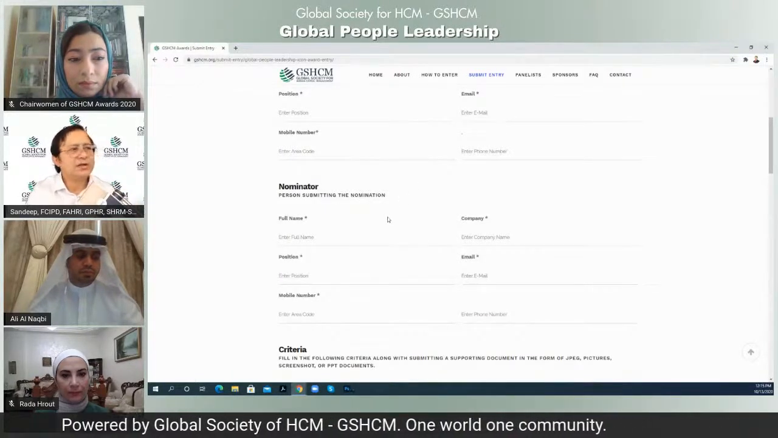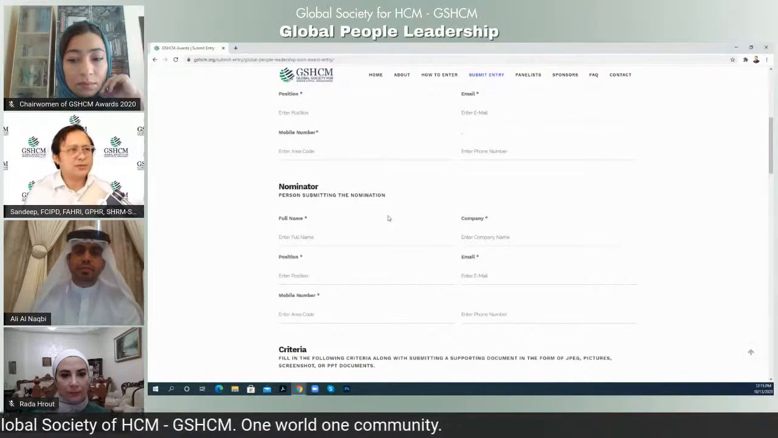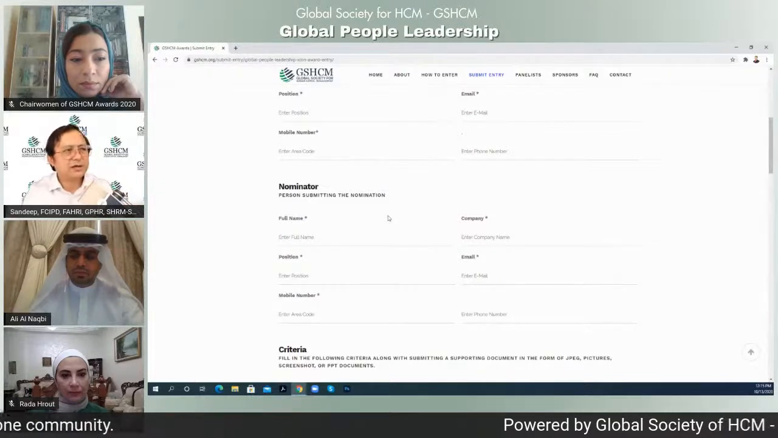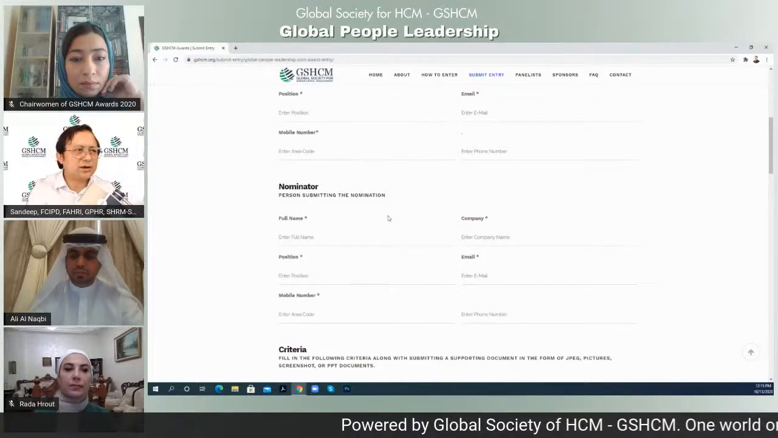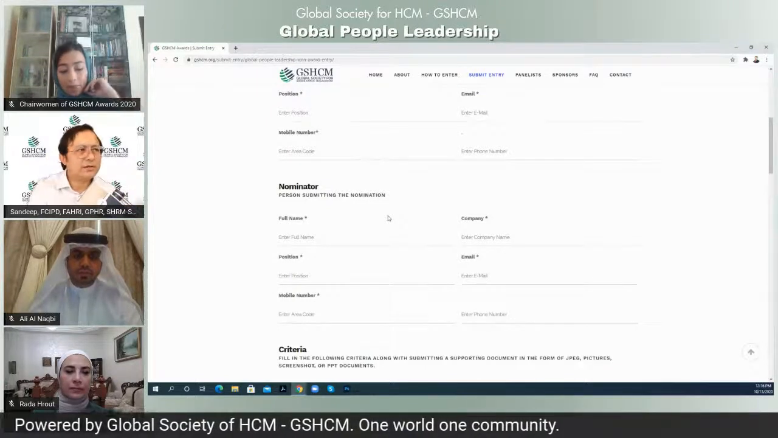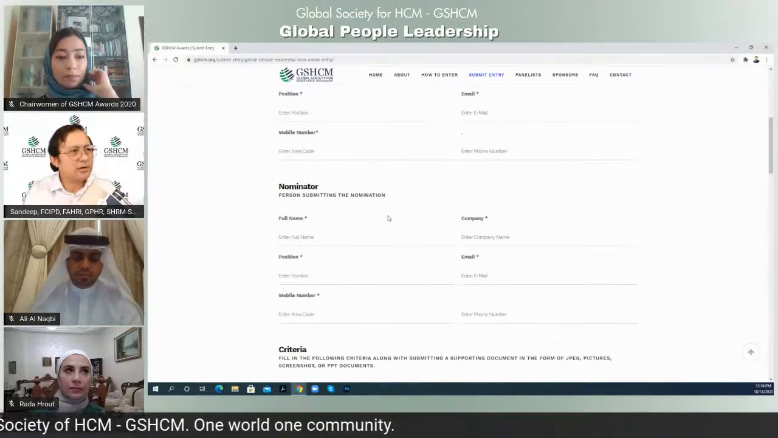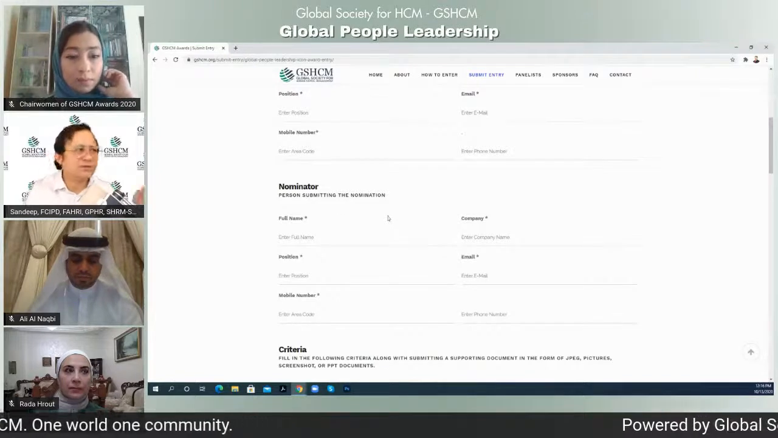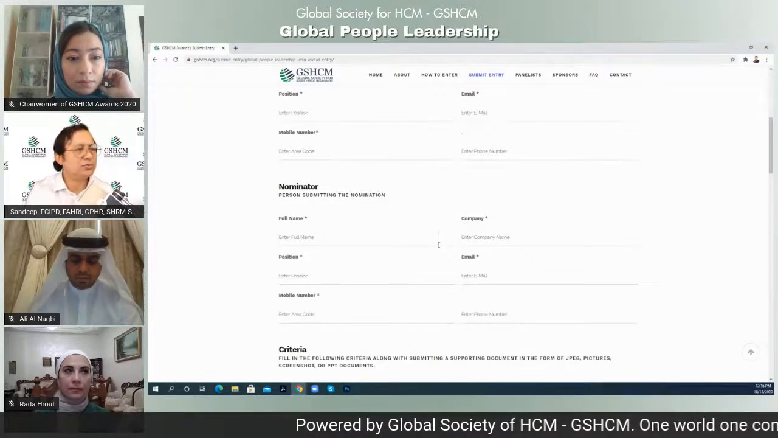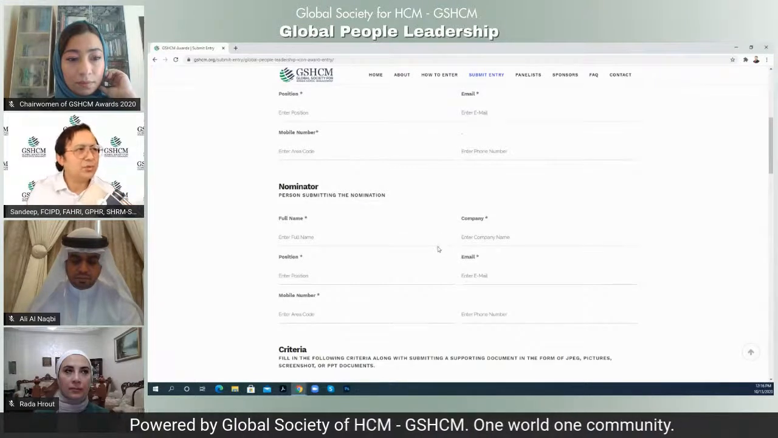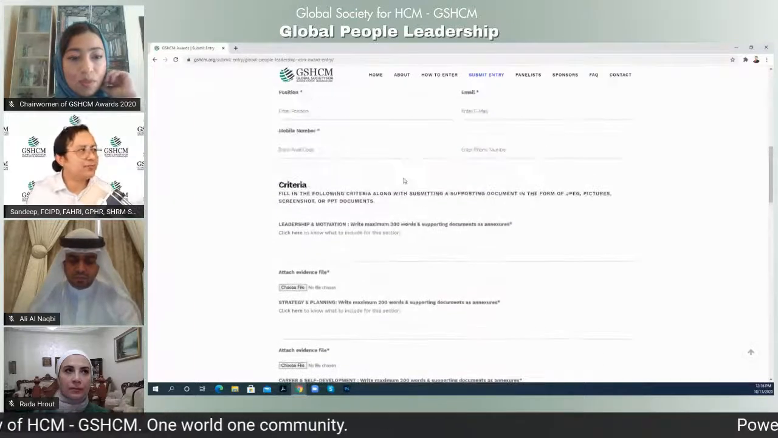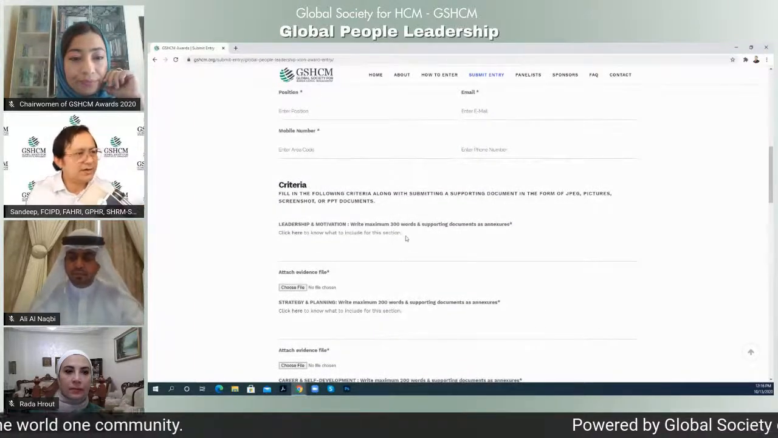And then we need the details of the person who is nominating. So it could be your organization XYZ, and you could be an HR head. It could be ABC, your organization, and you could be a CEO. It could be another organization, and you could be a COO or CFO. So you need to mention who you are, who is the person nominating for the award, and then you have to start writing about the criteria.